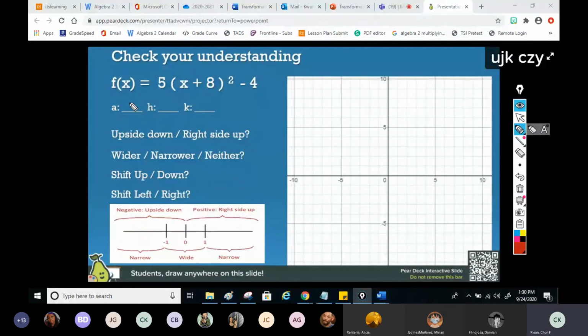All right. So the A is +5. The H is +8, and then the K is -4. And then this +5 is going to be right here. So that tells me two things. It is right side up, and it is really narrow.